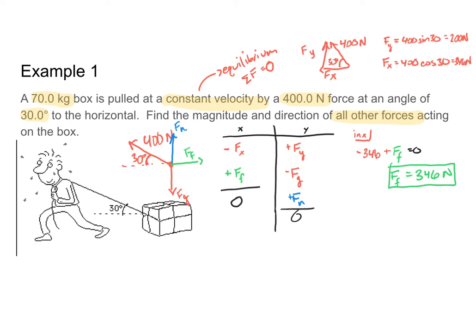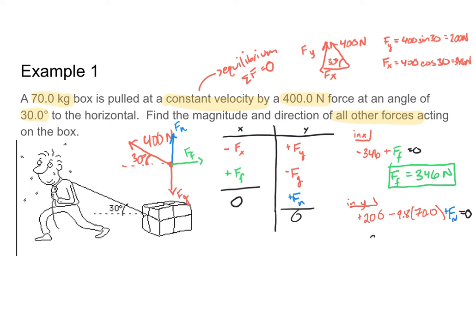force. Similarly, in the y direction, I have the y component of my applied force, or positive 200 newtons. I have the force of gravity, which is going to be 9.8 times my mass, so 9.8 times 70. And I have my normal force, so plus Fn. And again, since our object is not accelerating up or down, that means that our net force is going to equal 0. So when I add those together, I should get 0.